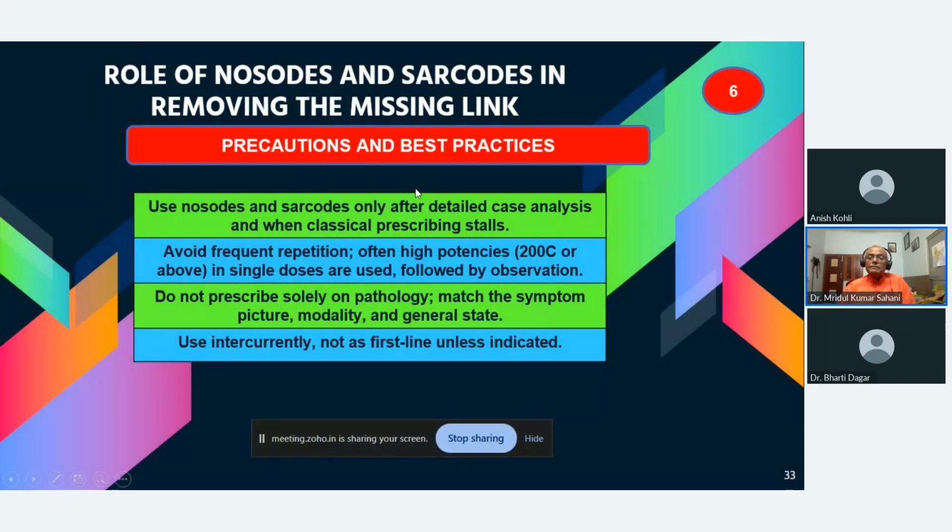Then precautions and best practices. Use nosodes and sarcodes only after detailed case analysis. This is the precaution, when classical prescribing stalls. Avoid frequent repetition. Often high potency like 200 or above in a single dose is used, followed by observation. Do not prescribe solely on pathology. Match the symptom picture, modality, and general state. Use intercurrently, not as the first line unless indicated. You can use them as first line medicines when they are well indicated in the case.